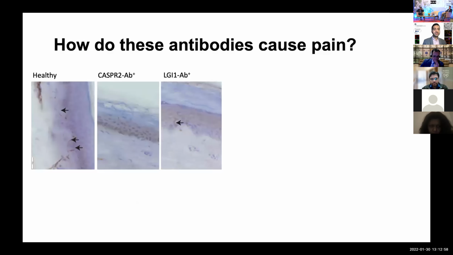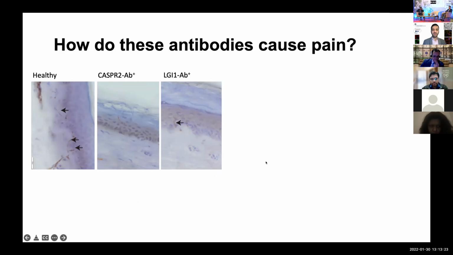We were quite interested in this phenomenon because we didn't quite understand how these antibodies could cause pain. And we have some insights which might be useful in this aspect. So first of all, you can see that if you take skin biopsies of healthy people, here are intraepidermal nerve fibers going between the dermis and the epidermis. But in the caspase-2 and the LGI1 patients, these are really quite sparse.